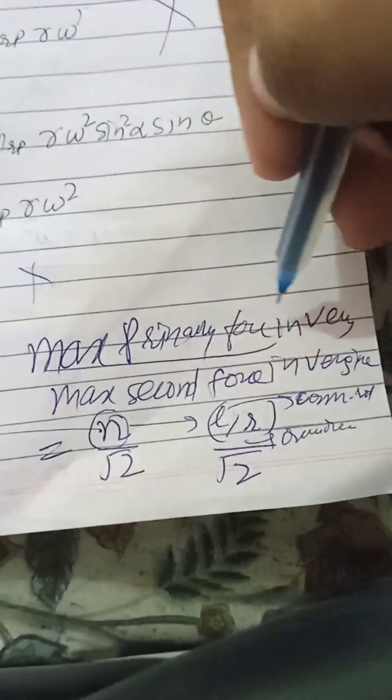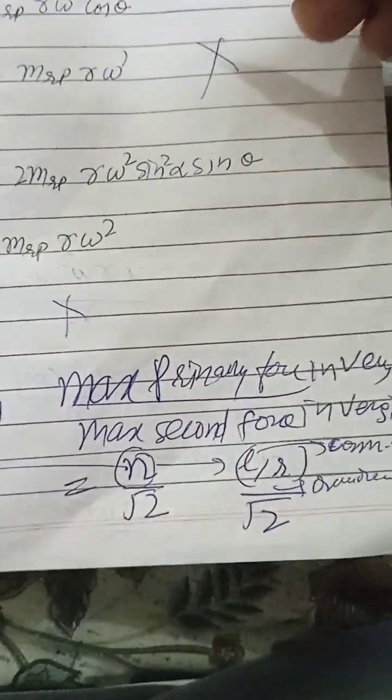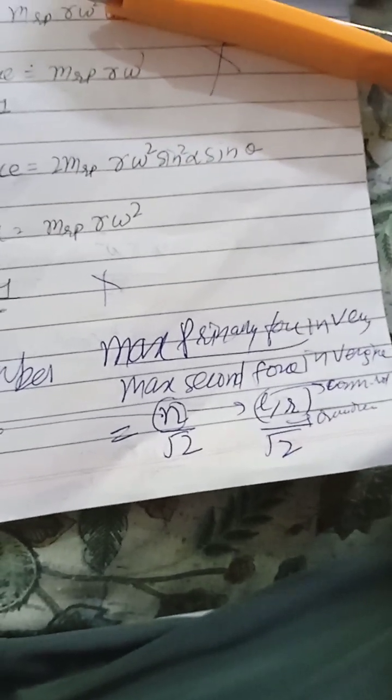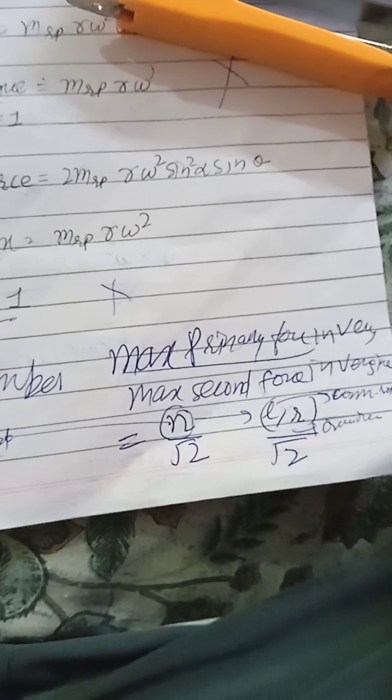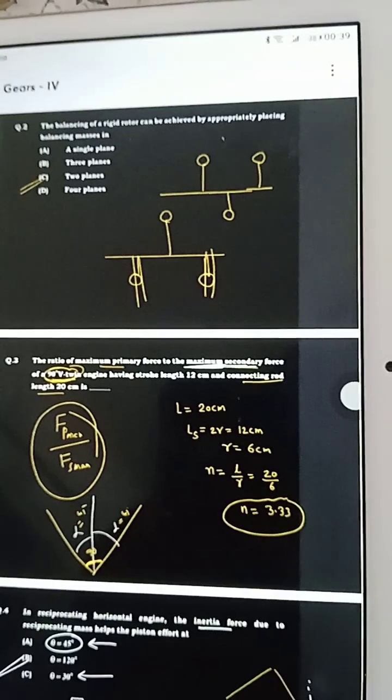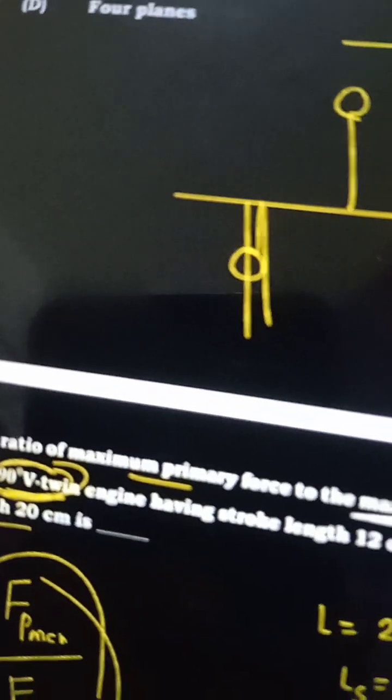Now he told the ratio of maximum primary to maximum secondary. You have to directly remember this. It actually wants to say maximum unbalanced primary force and maximum unbalanced secondary force. It's n by root 2, where n is the obliquity ratio, L by R. Length of connecting rod is 20 and R is 6. So you have to directly remember this.